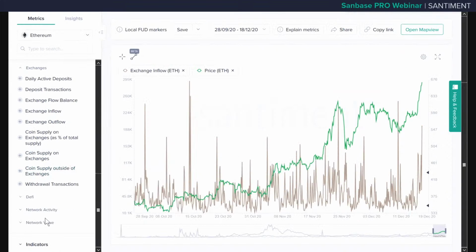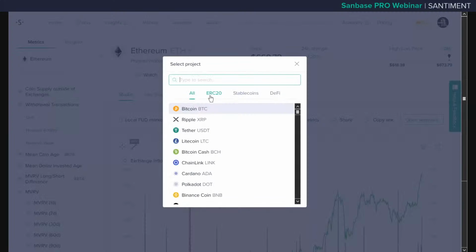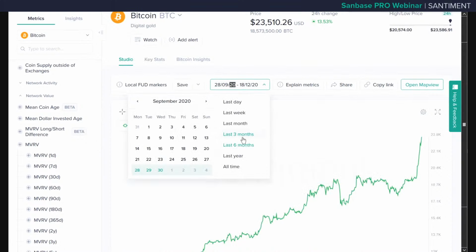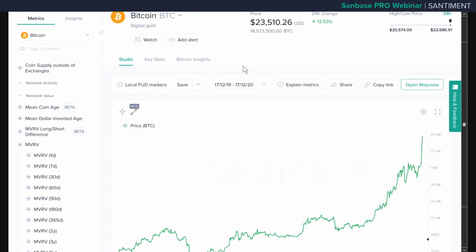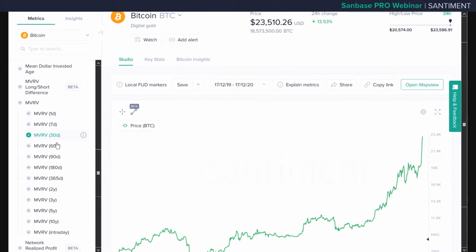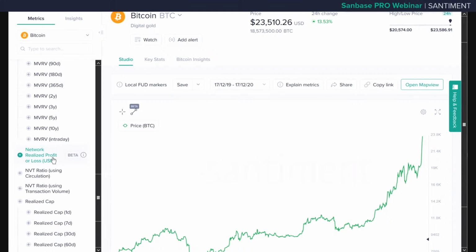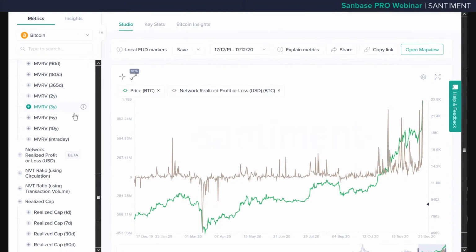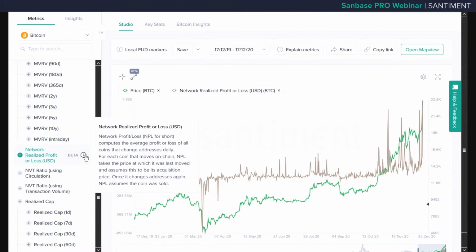And what it does, and I'll use it for Bitcoin in particular here, because it is more reliable for some assets than for others, just because of the way that it is calculated. So let me first show you what it does, and then show you the explanation. So what network profit loss does is it computes the average profit or loss of all coins that change addresses daily.